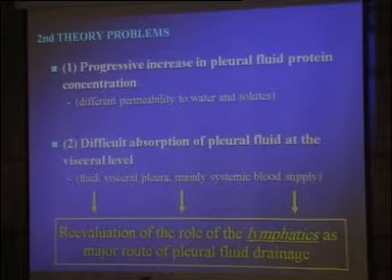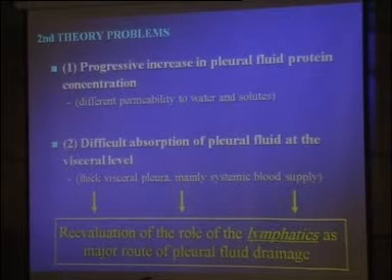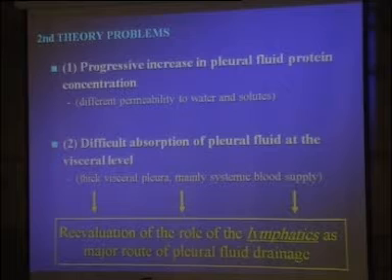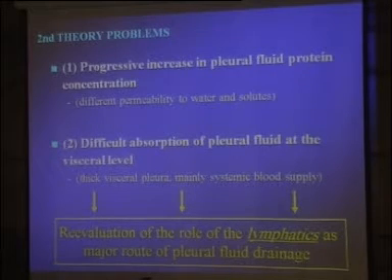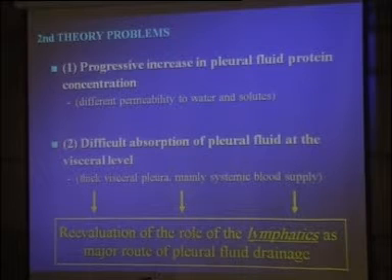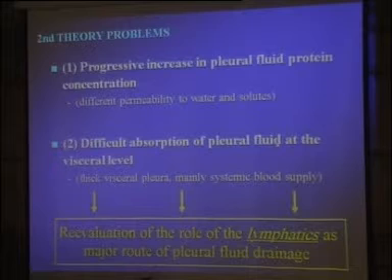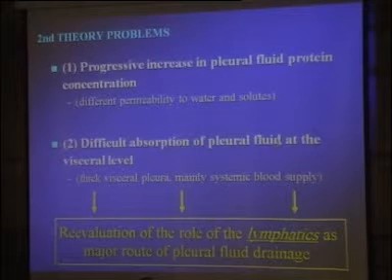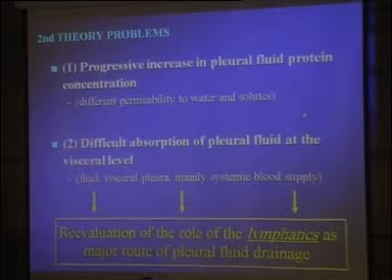parietal pleura, and absorption is impossible due to the thickness of the visceral pleura at this level. The absorption is quasi nothing. Okay, it's less than 10% of the pleural fluid. And also you have to know that the visceral level is supplied by the systemic bloodstream, and consequently absorption is impossible at this level.